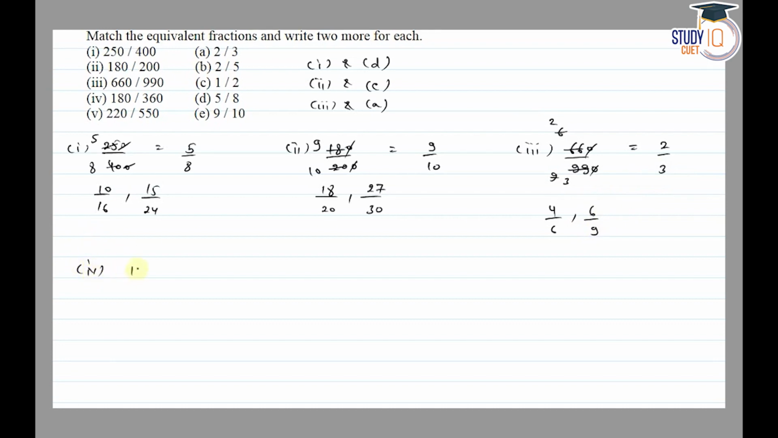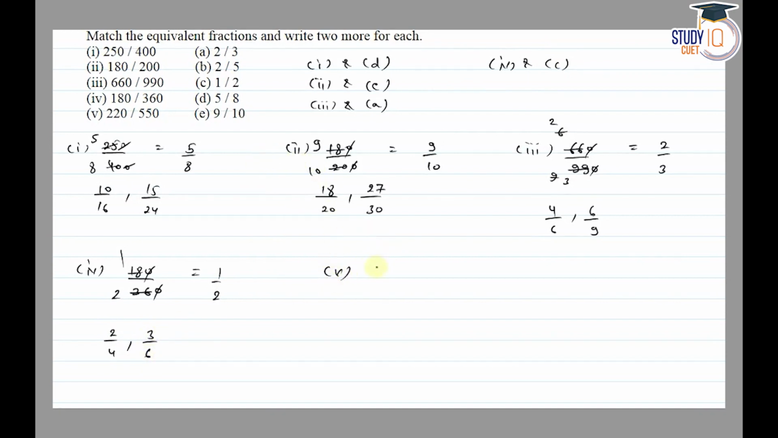Fourth, 180 upon 360. 0 से 0 cancel out हो जाएगा, then 18 से 1 time, 18 से 36 2 times, so हो जाएगा 1 by 2. So for fourth, 180 upon 360 is equivalent to 1 by 2 और 1 by 2 हमारी value option C में है. So C are equivalent, and two equivalent fractions of 1 by 2: 2 से multiply कर देंगे तो 2 by 4 and 3 से multiply करेंगे तो 3 by 6.